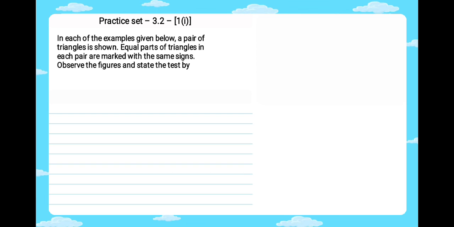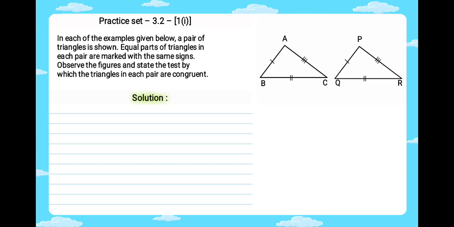First, we are going to take two sums. So let's see the first sum. The question is: in each of the examples given below, a pair of triangles is shown. Equal parts of the triangles in each pair are marked with the same sign. Let's see this diagram again. Observe the figure and state the test by which the triangles in each pair are congruent.